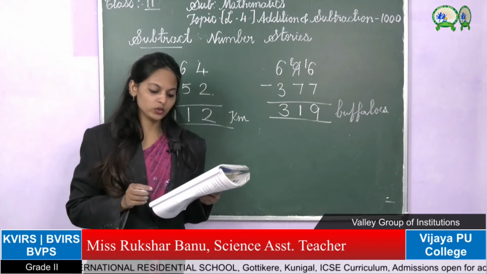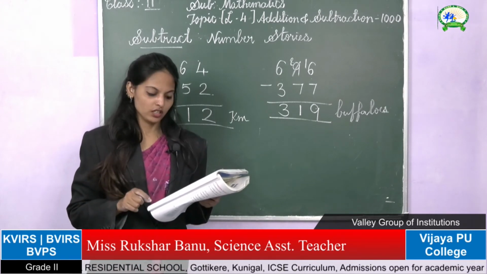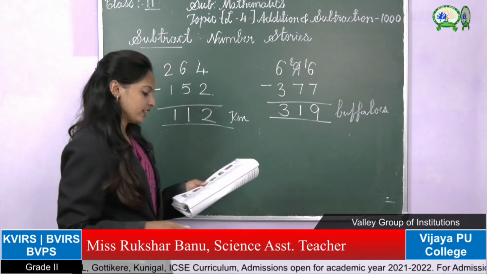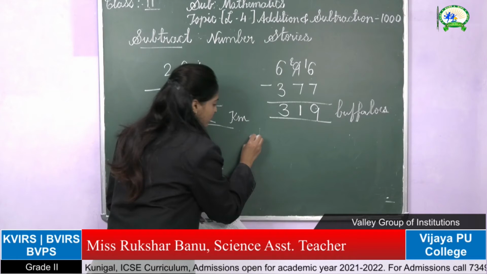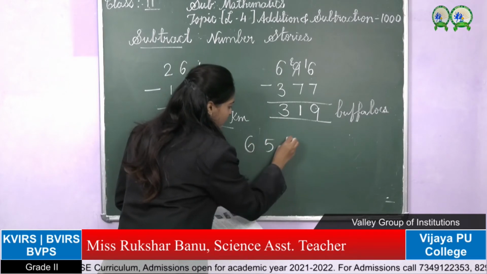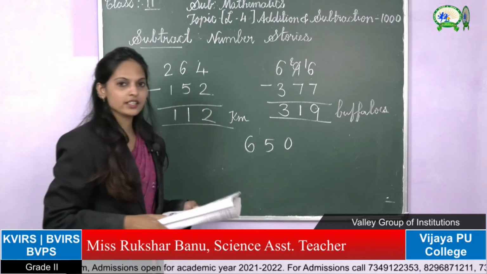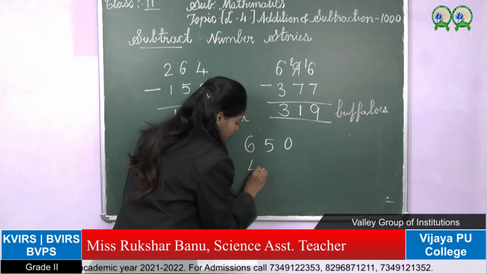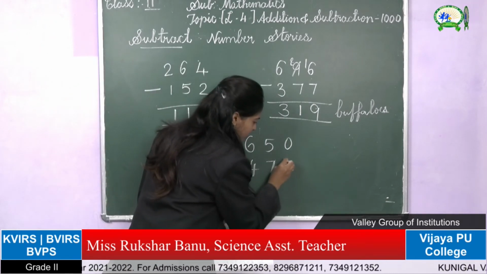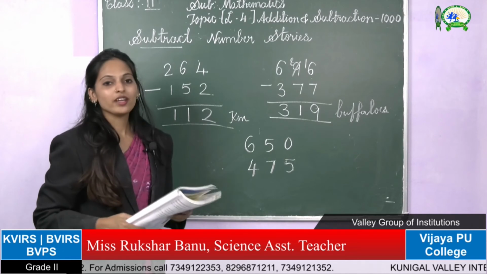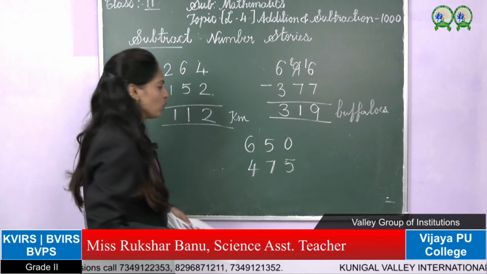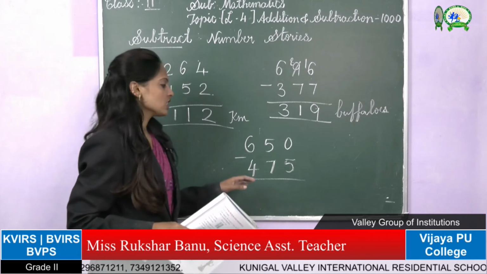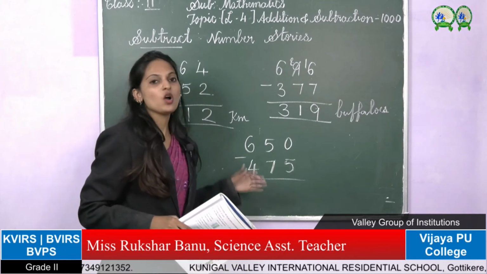The next one is, out of 650 students in a hostel, 475 are going to their homes during the vacation. So how many students are staying back in the hostel? So let's calculate this. Okay, out of 650 students in a hostel, 475 are going to their homes. Okay, so here we have to cancel.